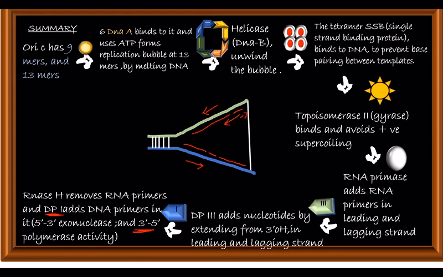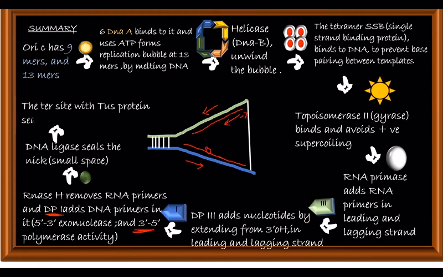And next is ligase. The DNA ligase seals the nick, that is the small space between the nucleotides, and after which the TER site, when encountered along with TUS protein, stops the replication, and then topoisomerase along with par genes separates the DNA strands so that it forms two daughter DNA.